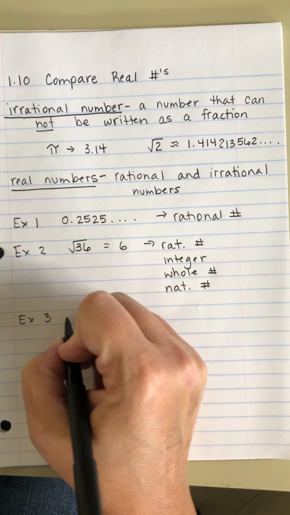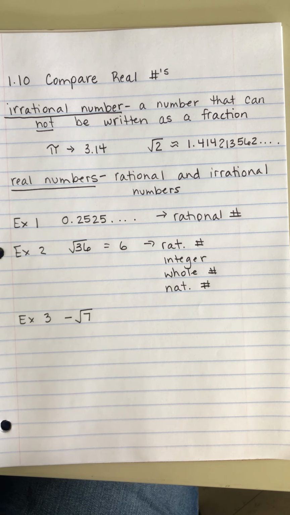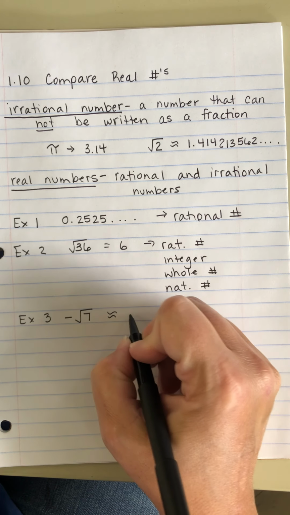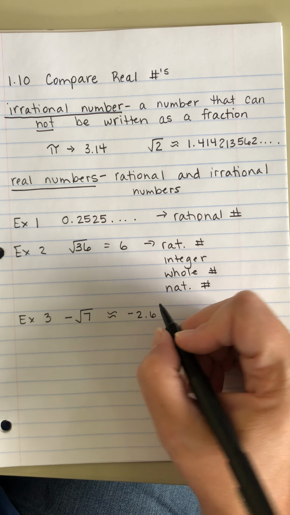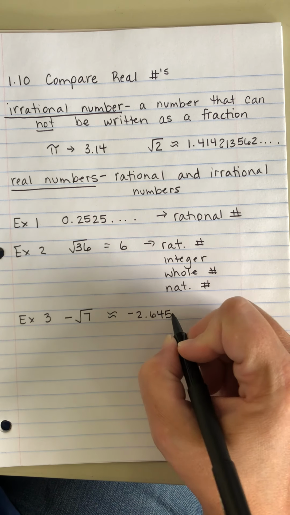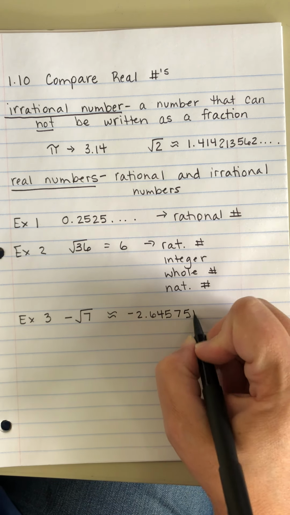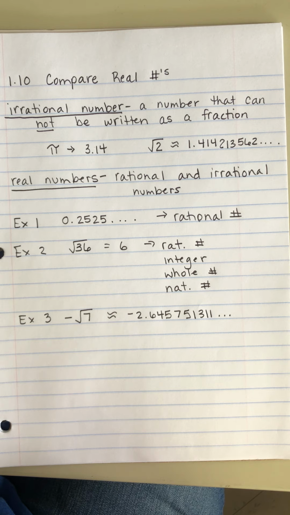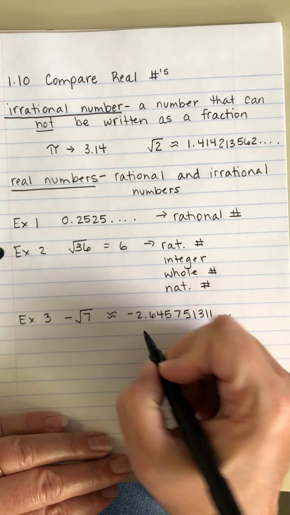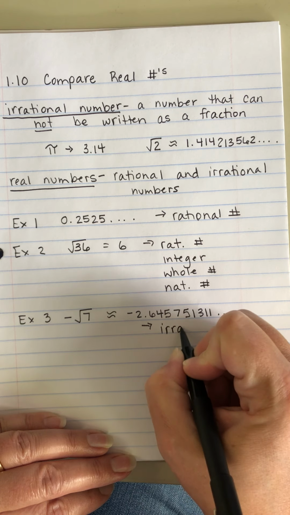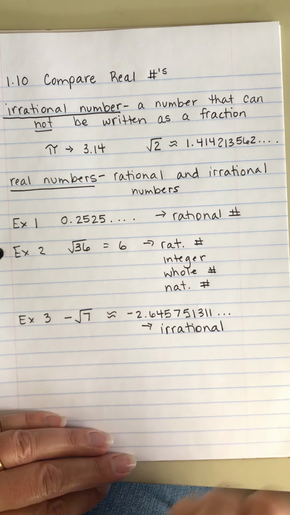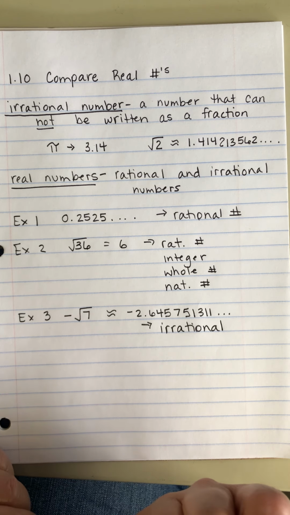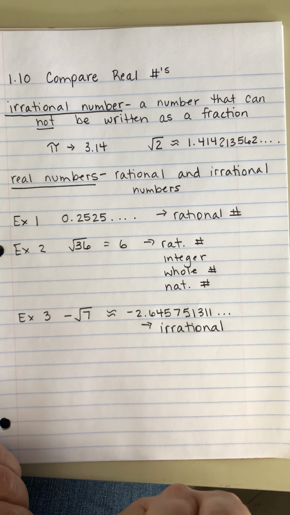Example 3, the negative square root of 7. Well, if you type 7 into your calculator, you get a very strange, non-repeating, non-terminating decimal. Non-repeating, non-terminating, there's no pattern, so it's going to be considered irrational. FYI, most square roots of prime numbers are going to be considered irrational.